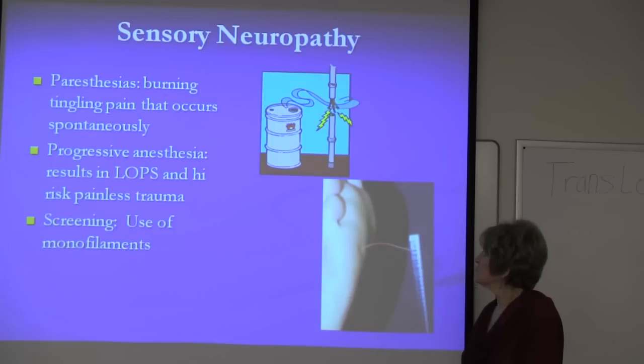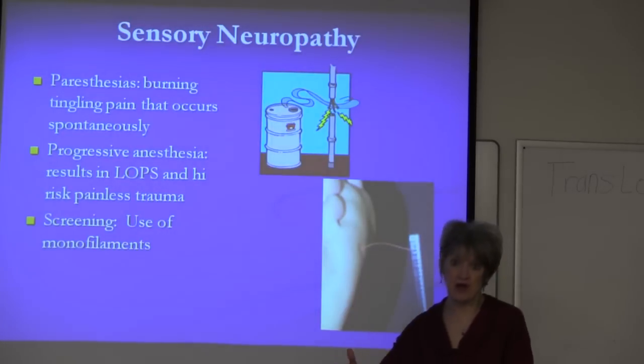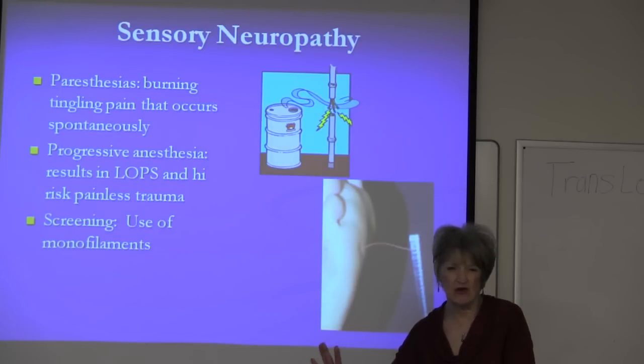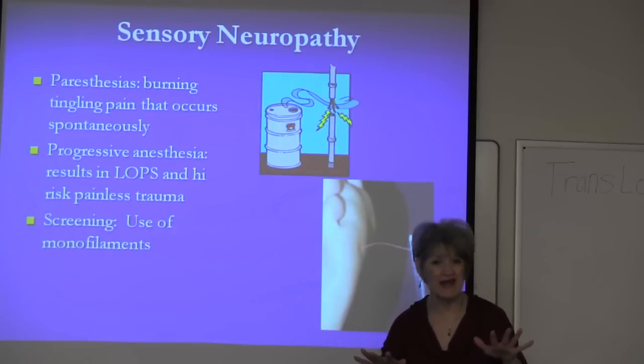There's two ways that sensory neuropathy can present. The first is with paresthesias. And patients do know when they have paresthesias. These are abnormal sensory signals. So these are patients who complain of burning, tingling, electric shock kind of pain. They'll frequently tell you it's even worse at night. I can't sleep. I have to get up and kind of walk that pain off.